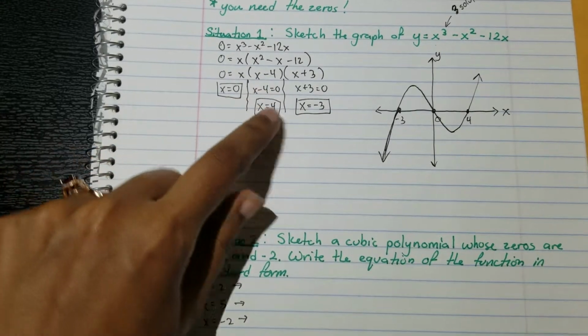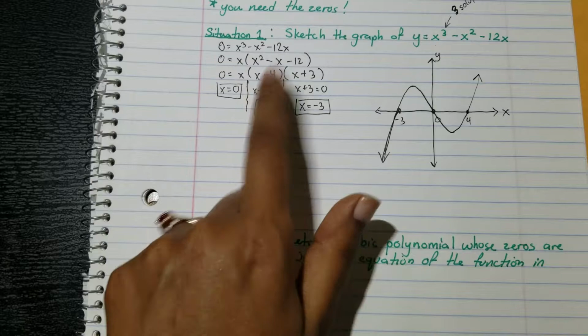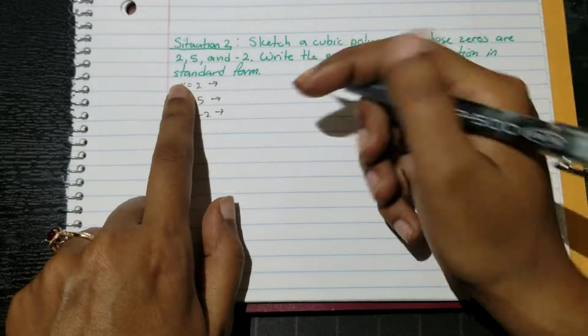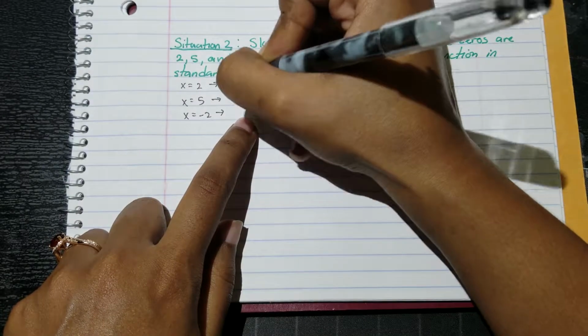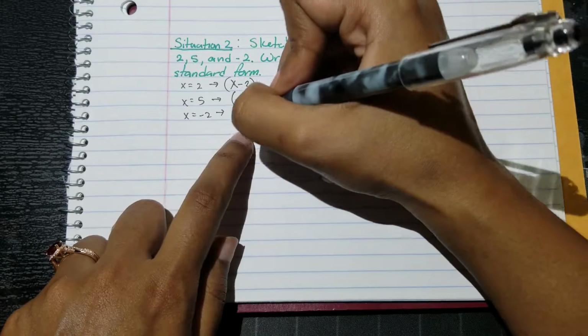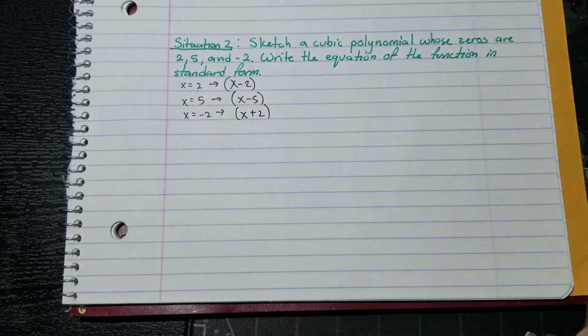So moving forward, we get x by itself. Moving backward, we put whatever value is on the opposite side of the x back towards where it is. So we're going to minus 2 on both sides to get x minus 2. Minus 5 on both sides to get x minus 5. And minus 2 on both sides, and add 2 on both sides to get x plus 2. And now we have our factors.